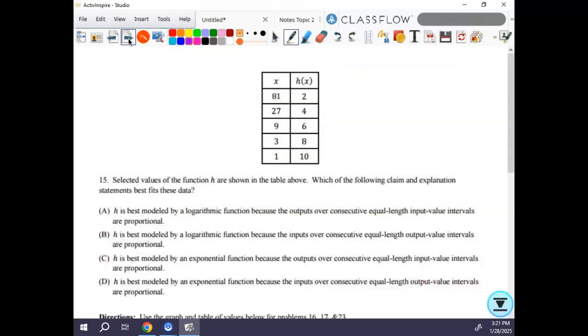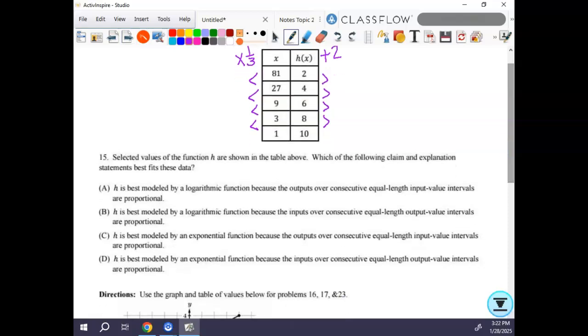All right. Which of the following claims? So best, same kind of answer. So here, I'm multiplying by 1/3 each time. And here, I'm adding 2 each time. Okay, so when my inputs are being multiplied and my outputs are equal length, that makes it logarithmic. So I can eliminate C and D.